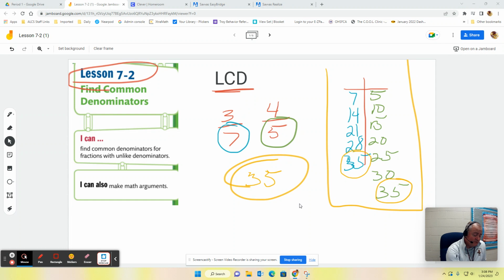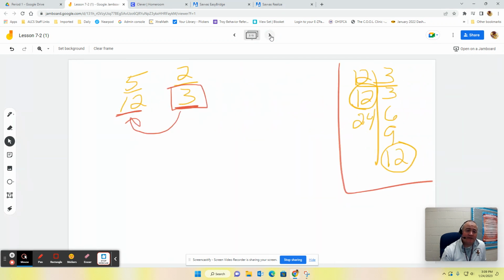If you don't want to do this LCD method, one of the first things I would do is look at your two denominators. Can the smaller denominator, can 3 go into 12? If the answer to that question is yes, if you say yes, 3 goes into 12, I just realized I'm not even on my page. So there we go. Now you're on the right page. If you answer yes, 3 goes into 12, then your lowest common denominator will be 12.